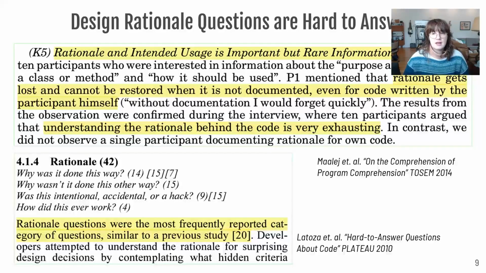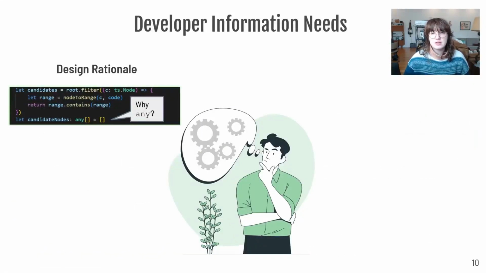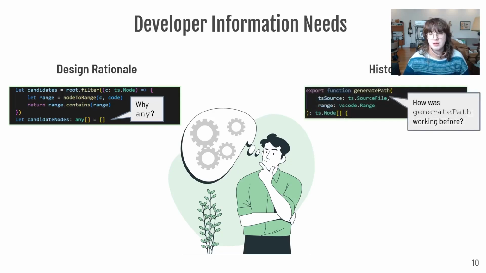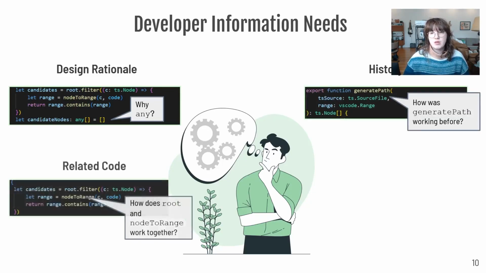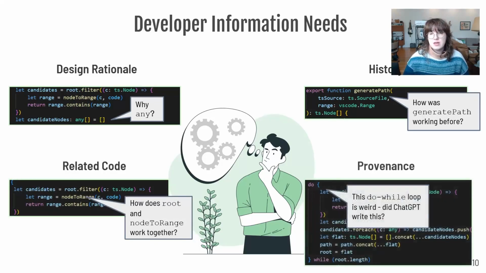Prior research has highlighted this challenge, citing that this information is rare, gets lost frequently, is exhausting to understand, and a common information need for developers. Furthermore, these questions of design rationale are just one of many challenging questions developers must ask themselves when working with unfamiliar code. Developers must also often reason about how the code has changed over time in order to design solutions that adhere to the goals of the system, what code is related to the code the developer is working with, and where the code originated from.